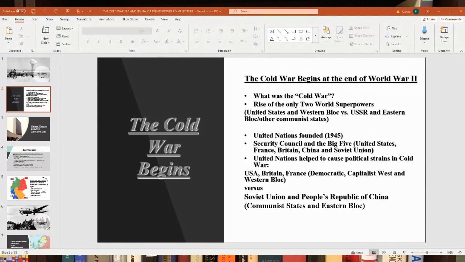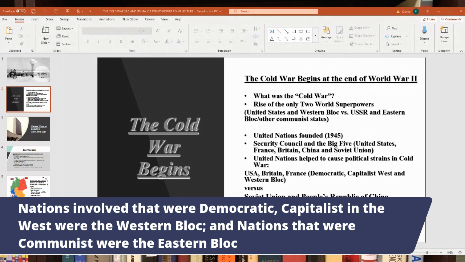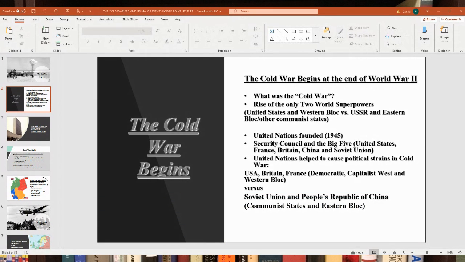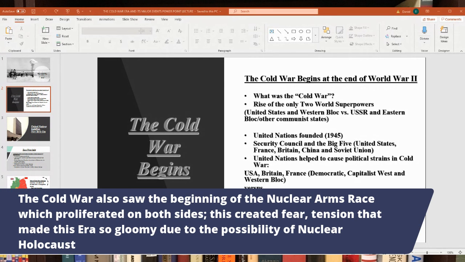And the different sides had nicknames. The Western side was called the Western Bloc, with all the countries that were in it. And then you had the Eastern Bloc, with all these different communist countries on the other side in support of the Soviet Union. And the Cold War almost led to nuclear war because of the nuclear arms race that occurred on both sides.